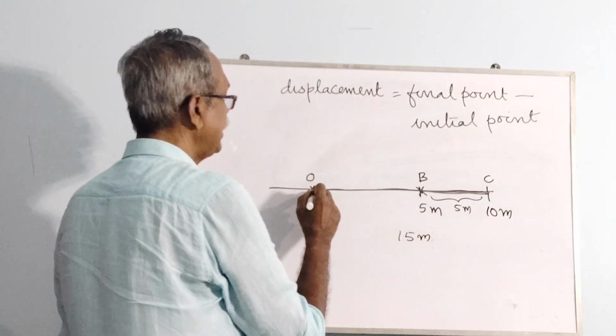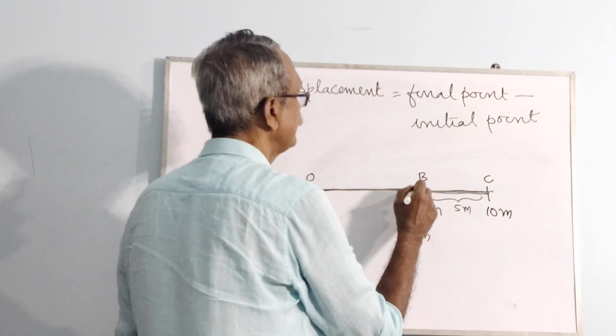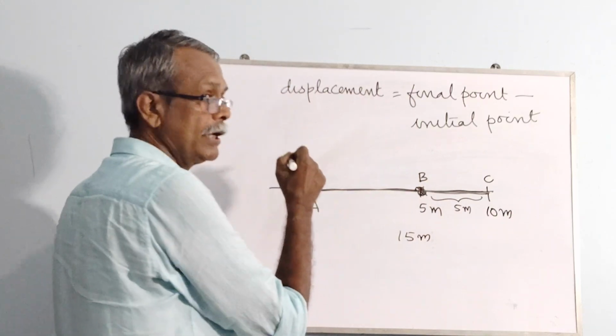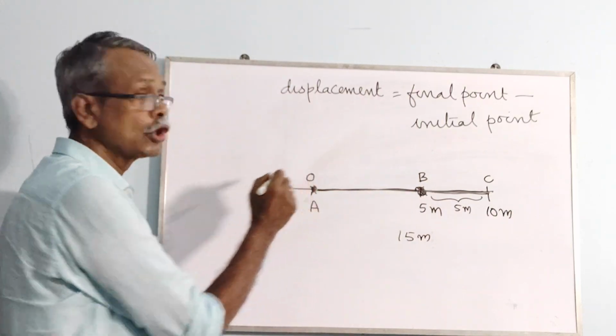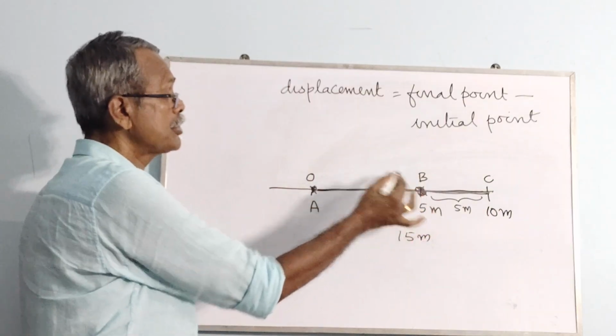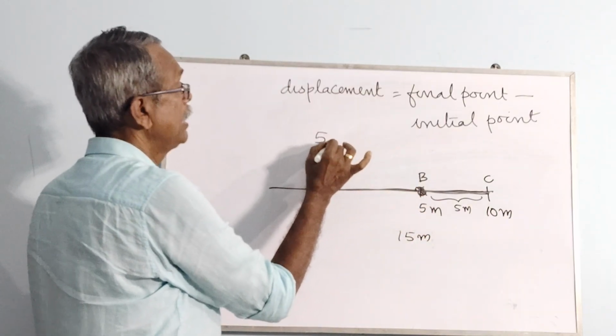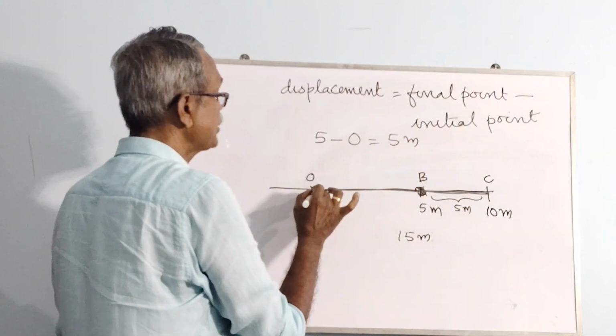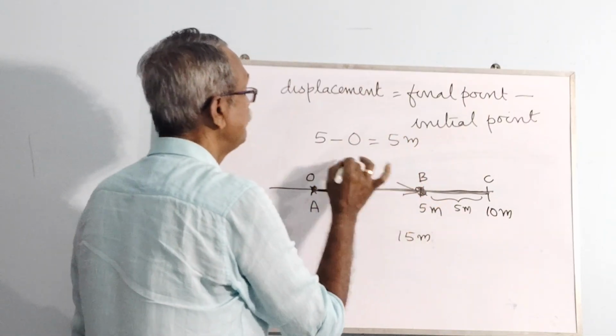But the displacement is this. This is the final position. This is the initial position. Initial position we take as 0. So final position minus initial position is 5 minus 0, which is 5 meter. And the direction is from A to B.